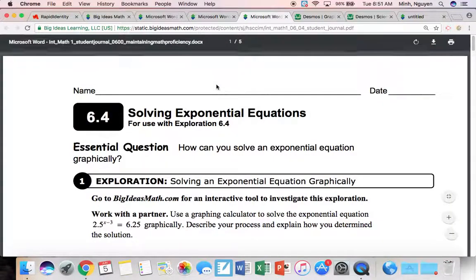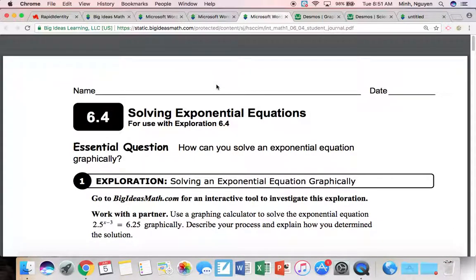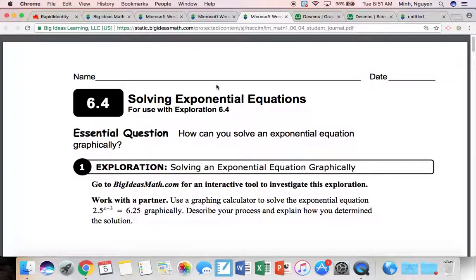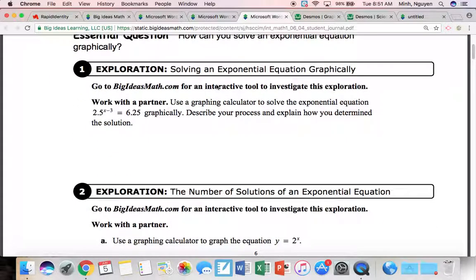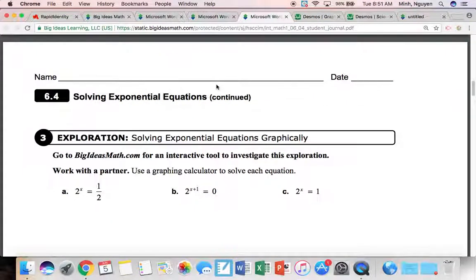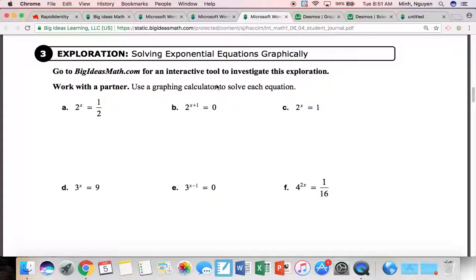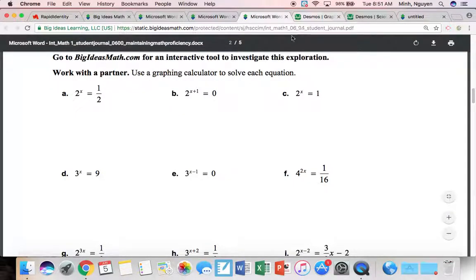Alright guys, page 173 of your student journal, section 6.4, solving exponential equations. Solving an exponential equation graphically. This is going to be the easiest part actually. So use a graphing calculator to solve each equation. I'm going to use Desmos. 2 to the x equals half.